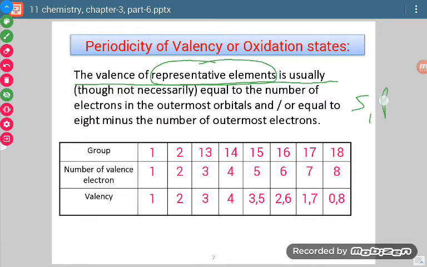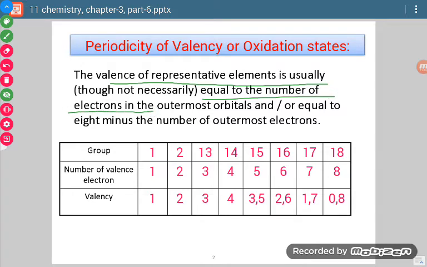Now when we talk about representative elements, what are representative elements? Those elements which belong to S or P blocks of the periodic table are called representative elements. Now for representative elements, valency is equal to the number of electrons in the outermost orbital, or if the number is more than 4, then till 4 this trend is followed. Means if the number of valence electrons is up to 4, then valency is equal to the number of electrons, and for more than 4, we calculate it by 8 minus the number of valence electrons.